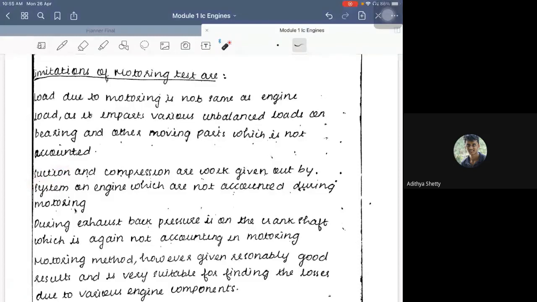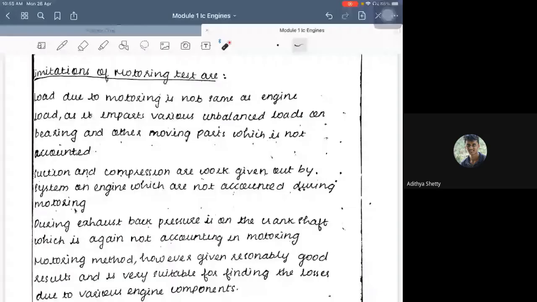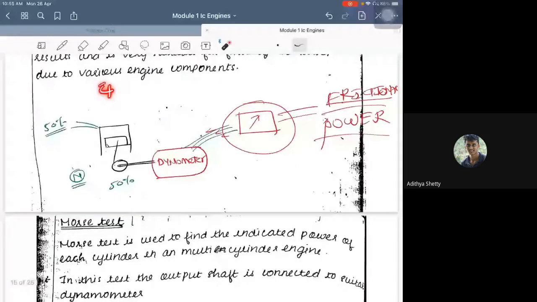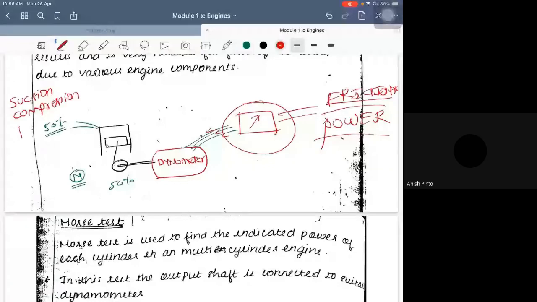Suction and compression are work given out by the system on the engine, which are not accounted for during motoring. So out of the four strokes, what are the four strokes? Anyone? Suction. Next stroke is compression. Next one is combustion, the power stroke, expansion. Next one is exhaust.